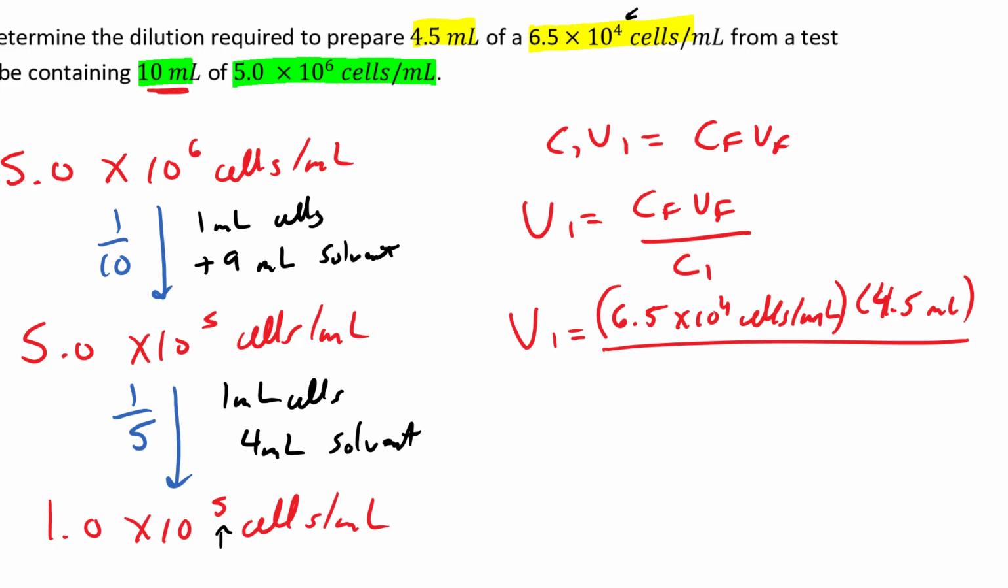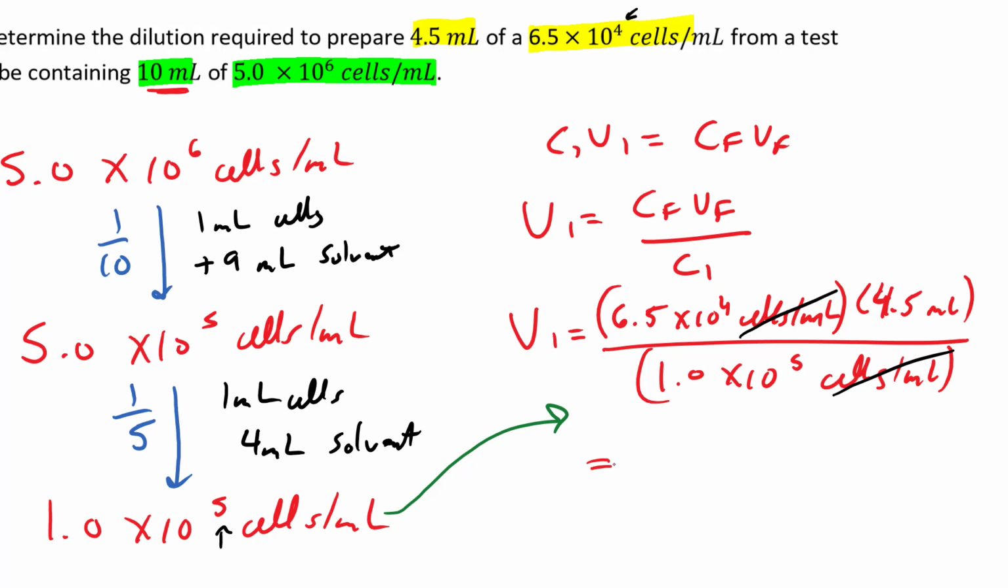I'm now going to be using this concentration here in my calculation: 1.0 times 10 to the 5 cells per mL. Cells per mL cancel out. 6.5 times 10 to the 4 times 4.5 divided by 1 times 10 to the 5. This will give me, let's round this off to 2 significant digits, approximately equal to 2.9. What is my units? My units are milliliters.